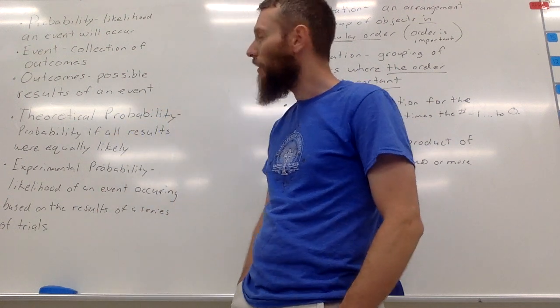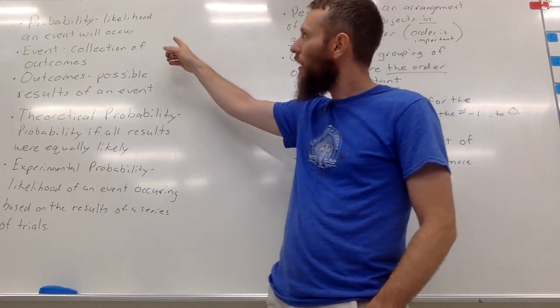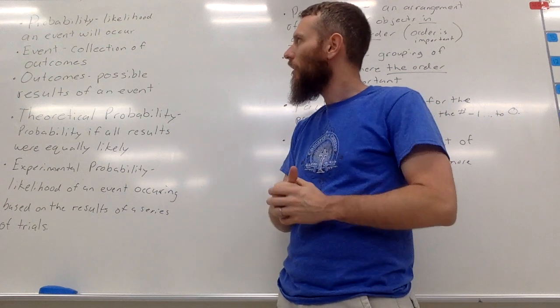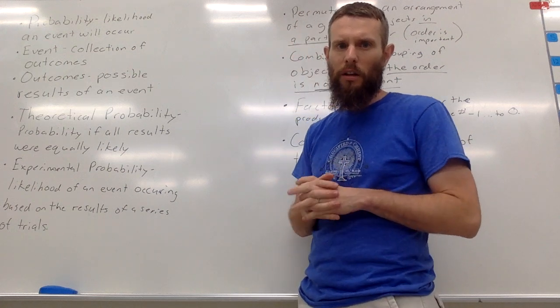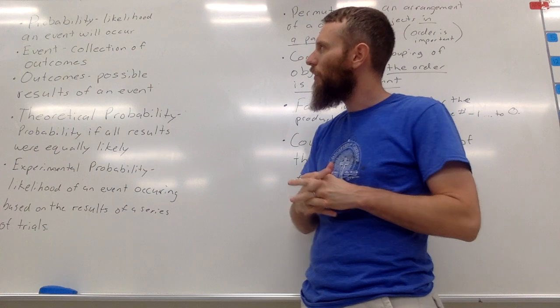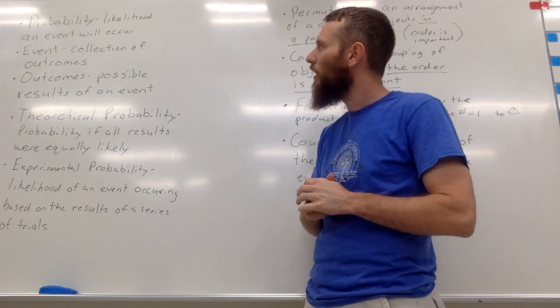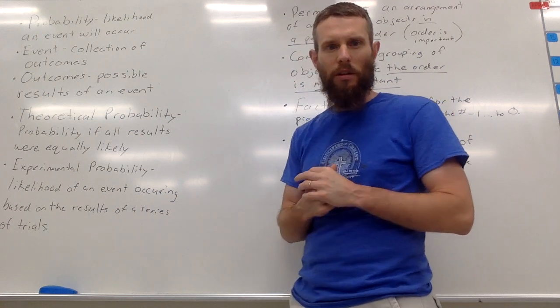Okay, first of all, what is probability? Probability is the likelihood that an event will occur. We have to unpack all of these terms, and when we put them together, maybe it will make sense. So the likelihood that an event will occur. So what's an event? Well, an event is a collection of outcomes, all of the possible outcomes of an event. And the outcomes are the possible results of an event.